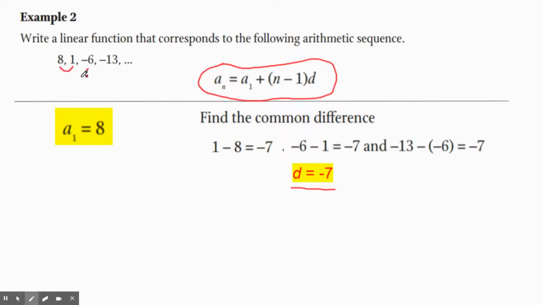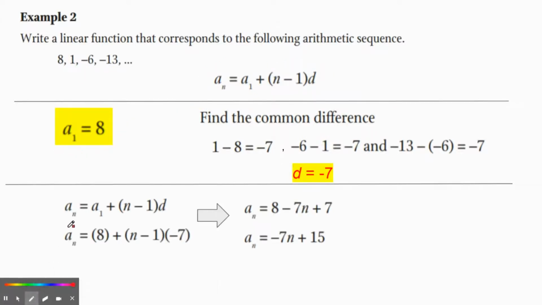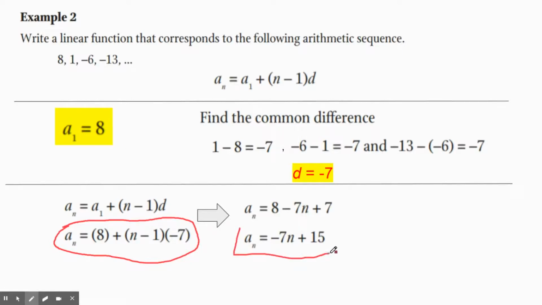1 minus 8, negative 6 minus 1, negative 13 minus negative 6, all yield the same number, negative 7. And what's the first term? The first term is 8, and it will go into the formula just like that. Down below, I've substituted the values of negative 7 for d, and the first term being 8. You simplify, and then you get the simplified version of the explicit formula for arithmetic sequence.